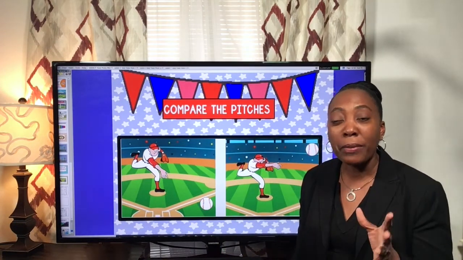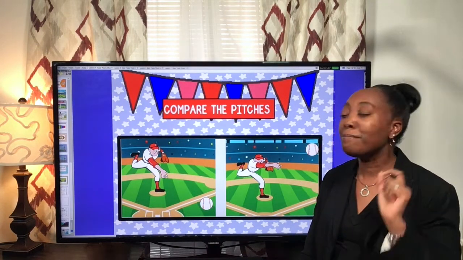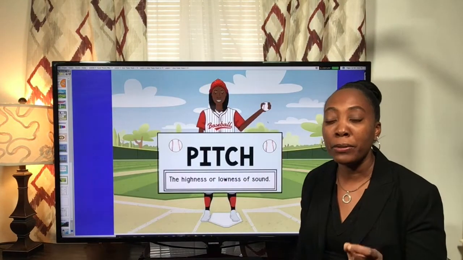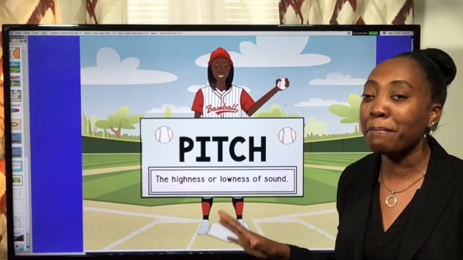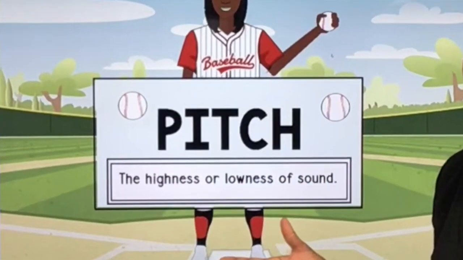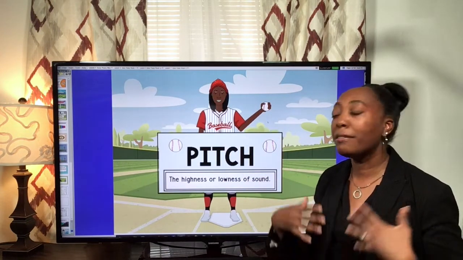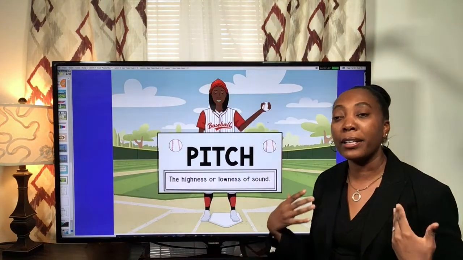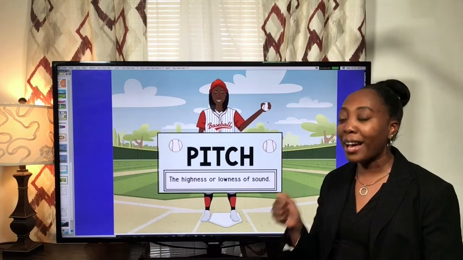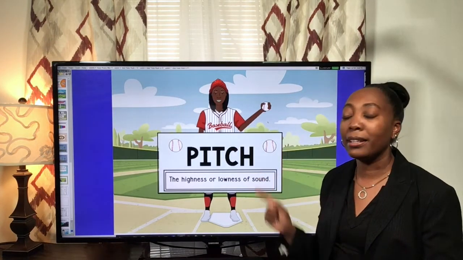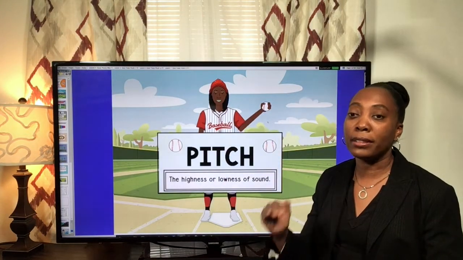So why are we talking about baseball? Well, in music, we have a music term called, you guessed it, pitch, right? But we're not talking about baseball, even though you probably like baseball. We're talking about the highness and lowness of a sound, okay? So when I use words like pitch, you will now know exactly what that word means. That word means the highness or lowness of a sound, okay?